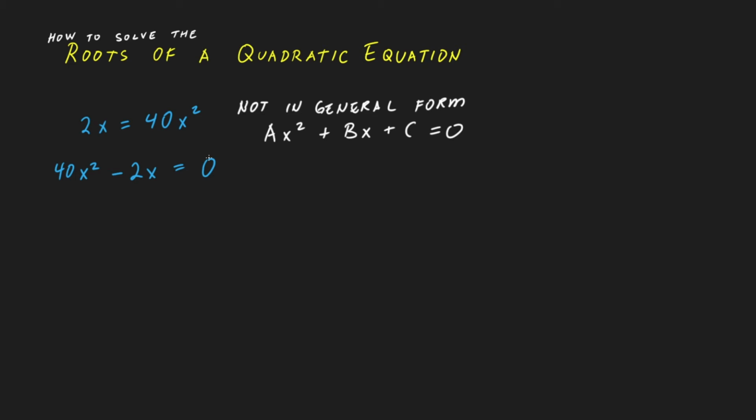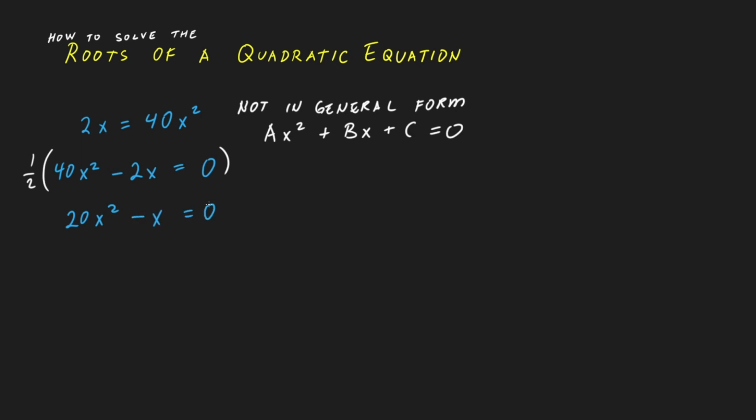Okay, so what do you notice here? Can we factor out a number? Do we have a common factor for all the terms? Yes, we do. We can divide by 2. I'm going to divide that by 2. So here, we're going to get 20x squared minus x is equal to 0.